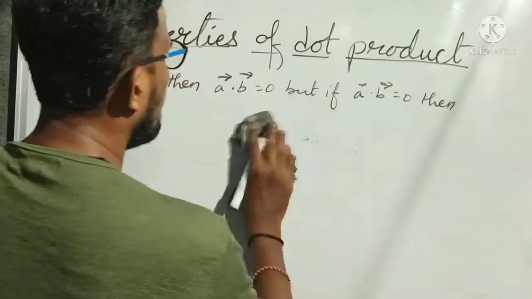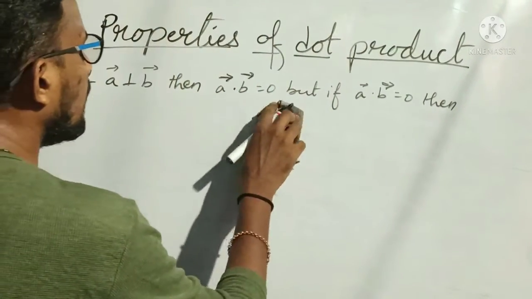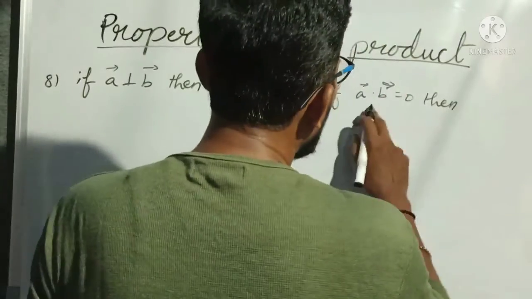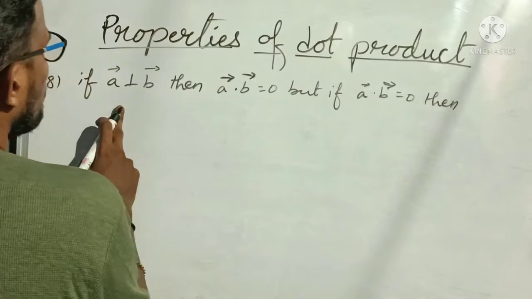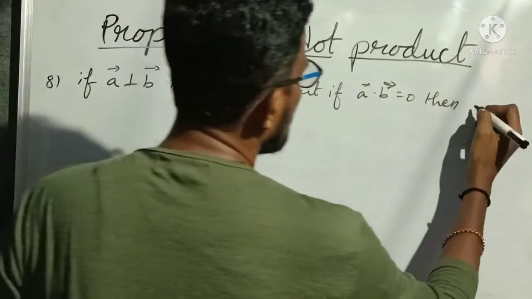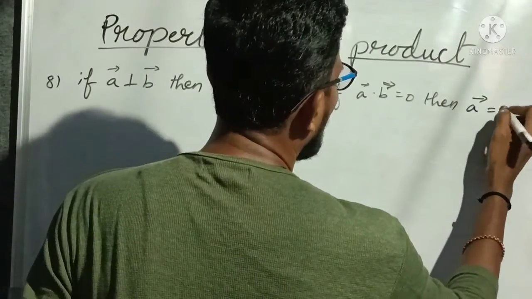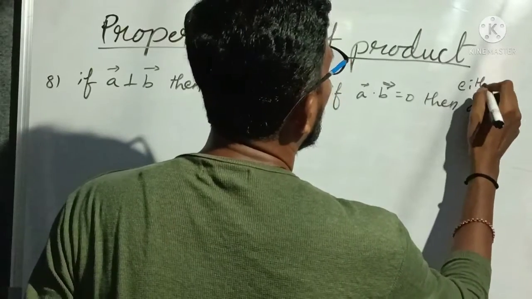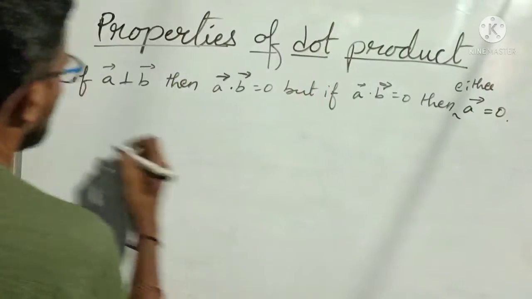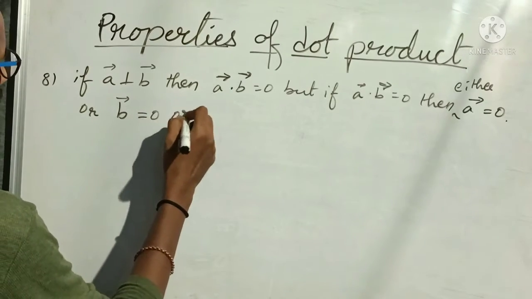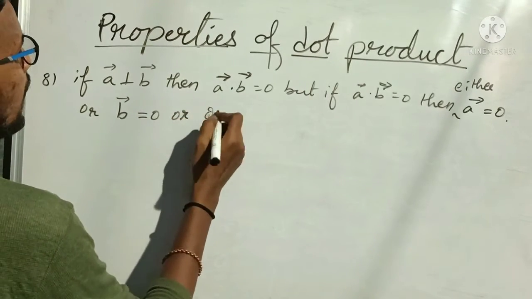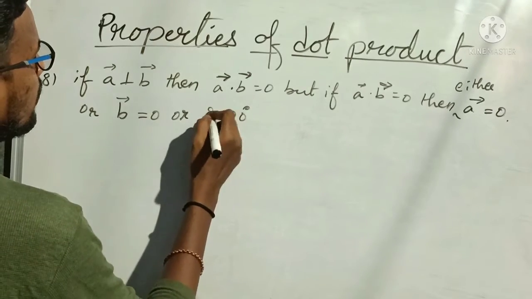That's why when A bar is perpendicular to B bar, then A bar dot B bar is equal to 0. But if A bar dot B bar is equal to 0, is A bar also perpendicular to B bar? Definitely no, not always possible. Then either A bar may be equal to 0, or B bar is equal to 0, or theta is equal to 90 degrees.